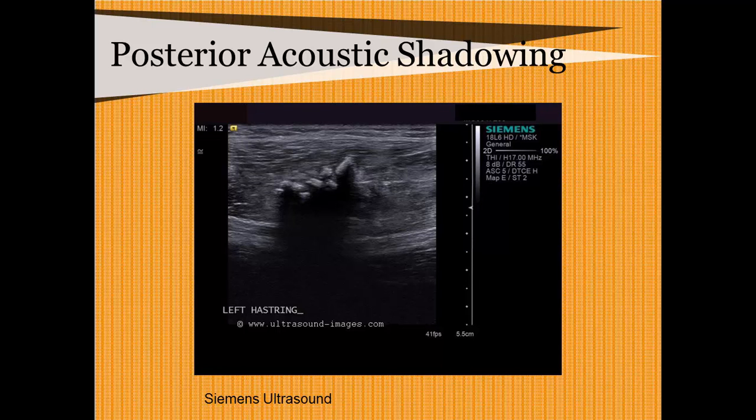So here's a bit of an example. This is a myositis ossificans. We'll talk about that later. It's calcium within a muscle, and it's got some posterior acoustic shadowing behind this strongly reflective calcium within the muscle itself. So the muscle runs from here to here, and then you have this calcium and this strong shadow behind, because a lot of the sound is reflecting back.